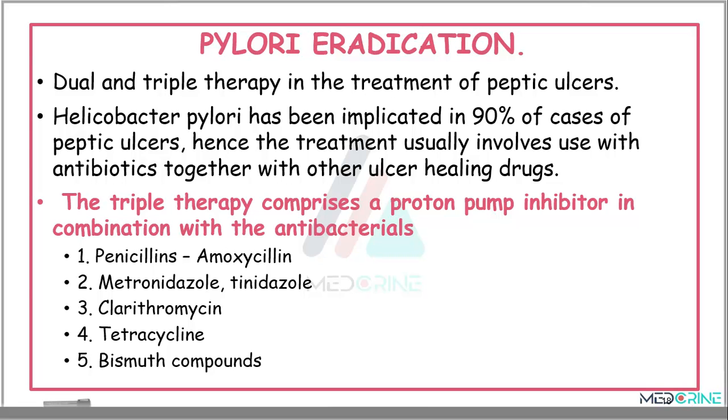When treating Helicobacter pylori, we use a duo and triple therapy in the treatment of peptic ulcers. So H. pylori has been implicated in about 90% of the cases of peptic ulcers. Hence, the treatment involves the use of antibiotics together with other ulcer healing drugs. So this triple therapy comprises of a proton pump inhibitor in combination with an antibacterial, for example penicillins like amoxicillin, metronidazole, tinidazole, clarithromycin, bismuth compounds, and also tetracyclines.